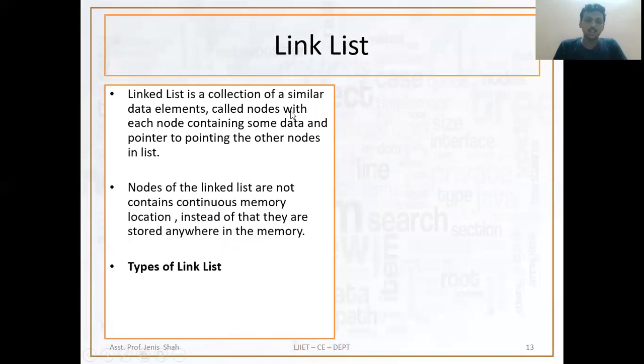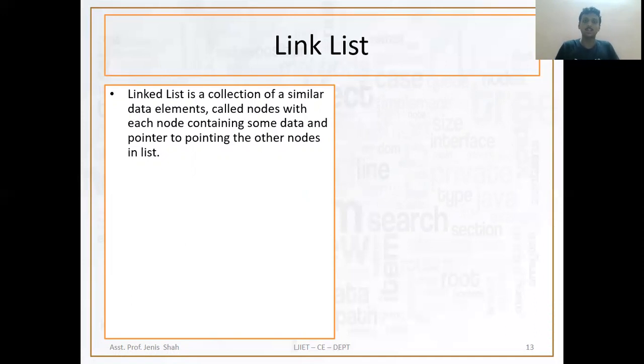So here each and every node contains the same data type. Nodes of the linked list are not stored in continuous memory. That means if the first node has memory address 2000, then the second node can be 1000, 200, 350, whatever it is. It is not like an array where each and every element is stored in a continuous memory fashion.